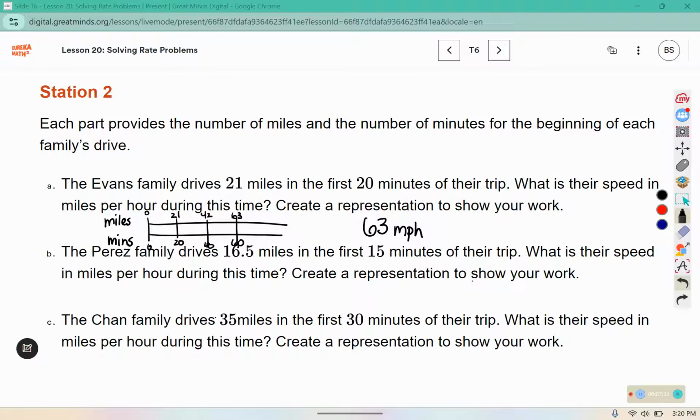Pause the video here and then come back to check parts B and C when you're ready.